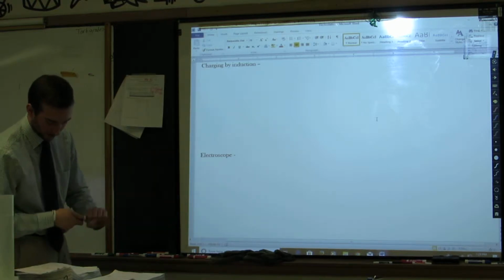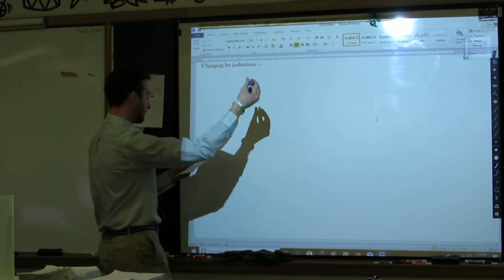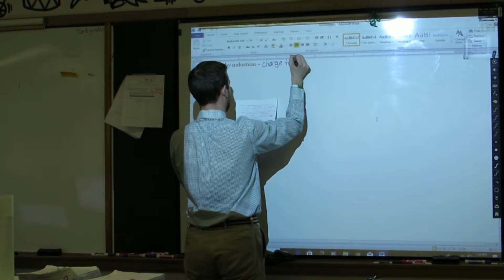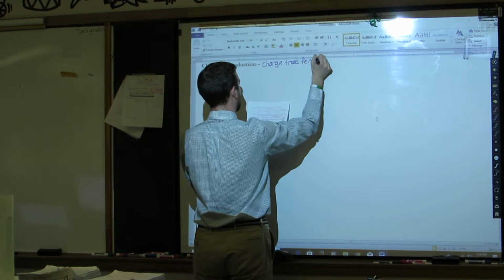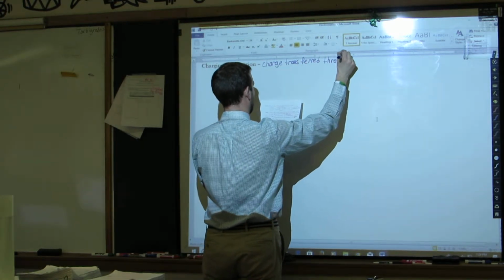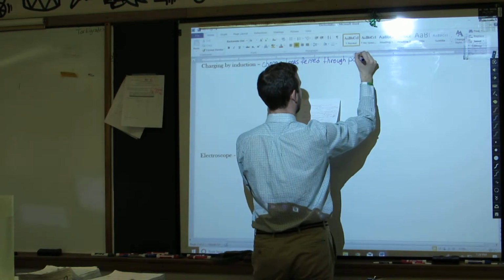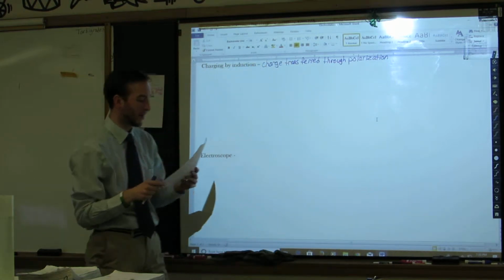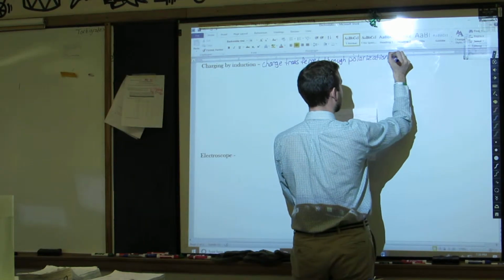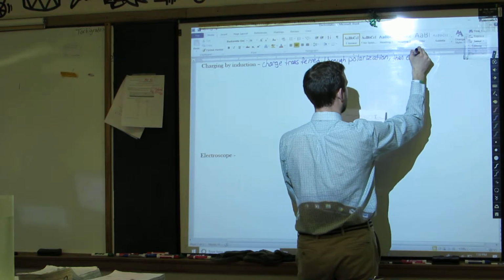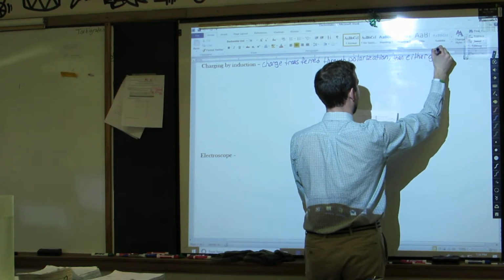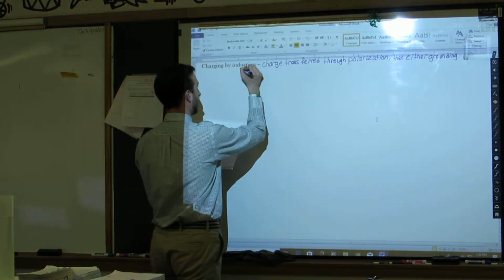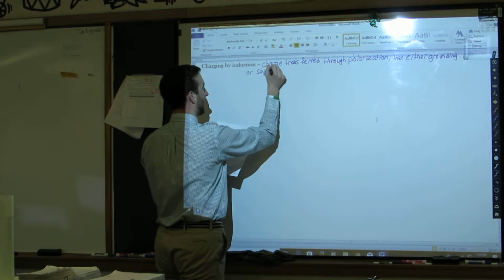So charging by induction. In both cases, charge is transferred through polarization first. The polarization doesn't transfer charges, but it's an important step. We have to polarize the object, and then either through grounding the object, or separating one object into 2.